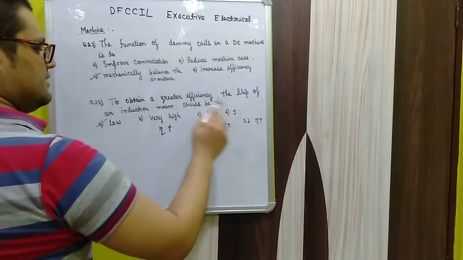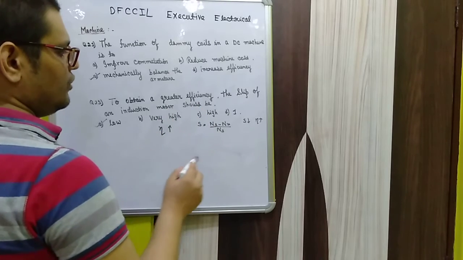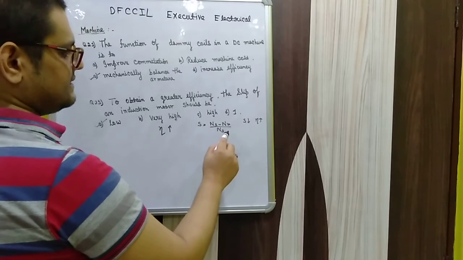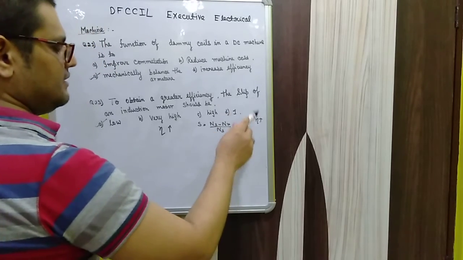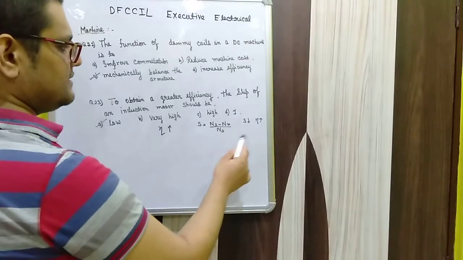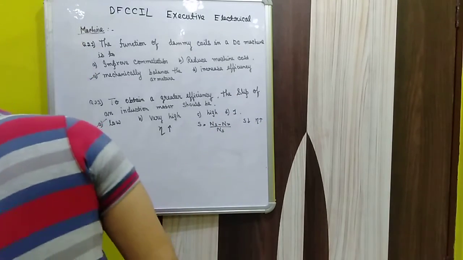So I hope you have understood. To get greater efficiency, the slip should be low, because with this formula, Ns minus Nr by Ns, Ns is the synchronous speed and Nr is the rotational speed. So if the slip is low, the efficiency will ultimately be very high. Now I go to question number 23.